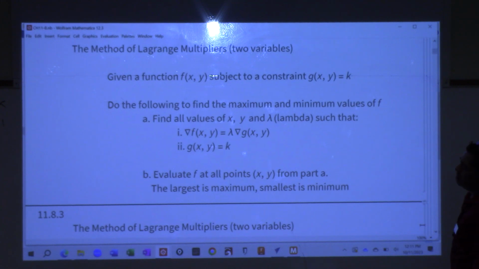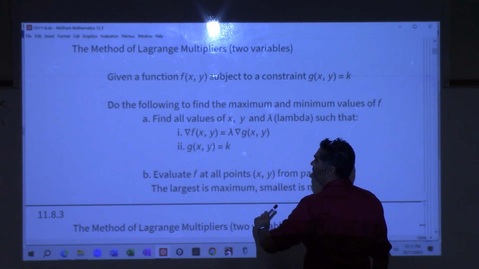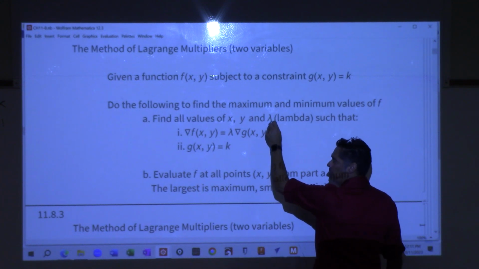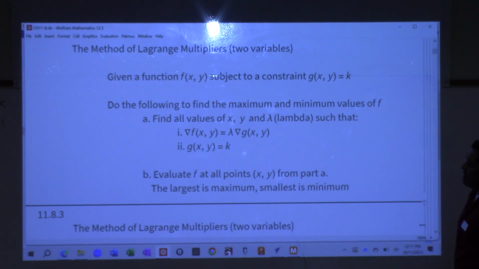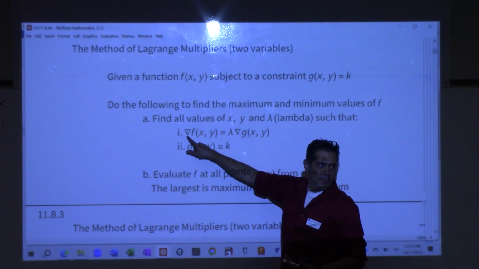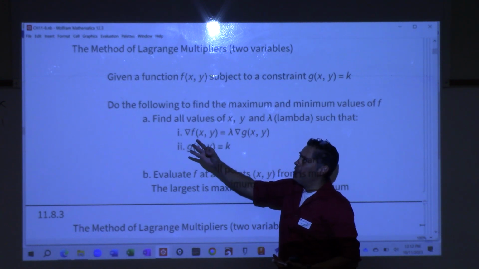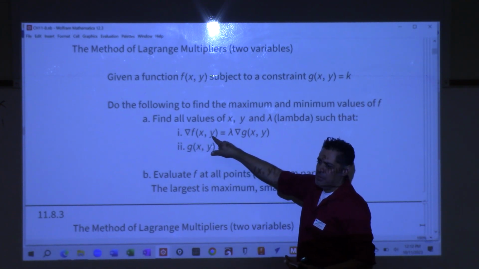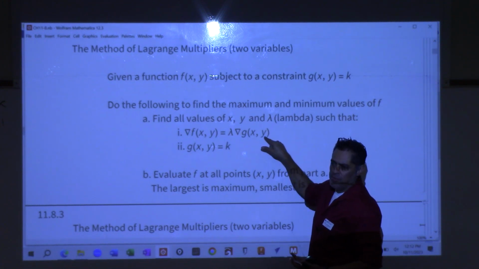Here's how. What we do to find the maximum and minimum values of f is this. Part A. We find all the values of x, y, and lambda. Lambda is just some number, some constant. All the values of x, y, and lambda that satisfy these two equations. First, you recognize that symbol? It's the gradient. You want to know what x, y, and lambda, what three values there, will make the gradient of f equal to some scalar multiple of the gradient of g.